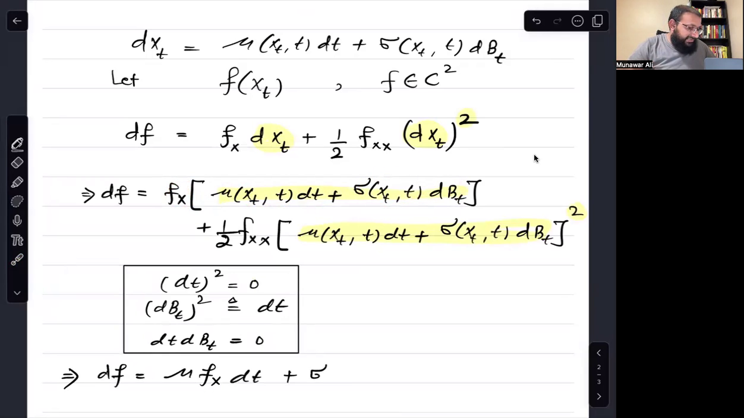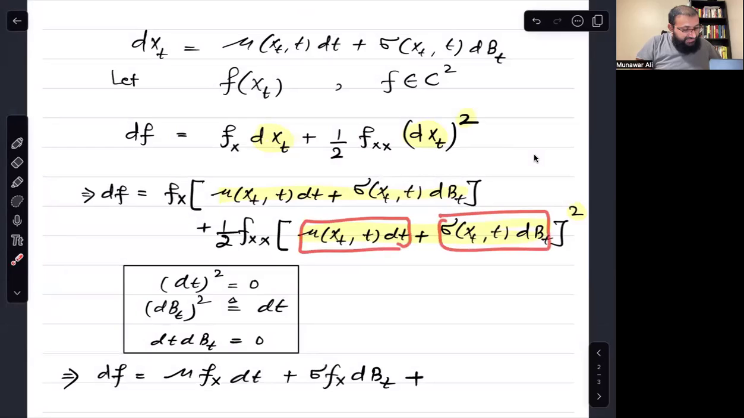So plus sigma fx dbt, so I will apply Ito's table here. You know very well, this is one term plus two terms. I call this A and this B, and I'm squaring these. So the answer will be A square plus 2AB plus B square. It means square the first term.